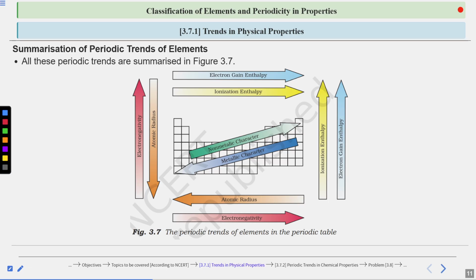Now, what about the ionization enthalpy? It is increasing from bottom to top, and the electron gain enthalpy is also increasing from bottom to top. What about the period? The electron gain enthalpy is increasing from left to right, and the ionization enthalpy is also increasing from left to right. What about the non-metallic character? You can see it increasing from left to right and decreasing from right to left. Okay, I guess it is clear to you all.